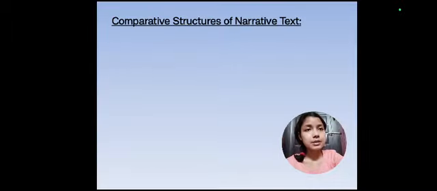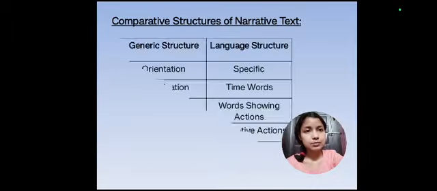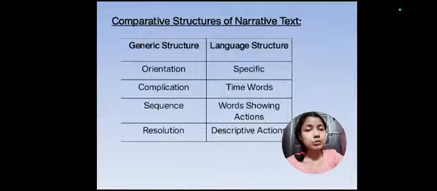Next, comparative structures of narrative text. There are mainly 2 basic comparisons when discussing narrative text, like the generic structure and the other is language structure. The generic structure is mainly orientation, complication, sequence, and resolution, whereas the language structure is more specific: time words, words showing actions, and descriptive actions.